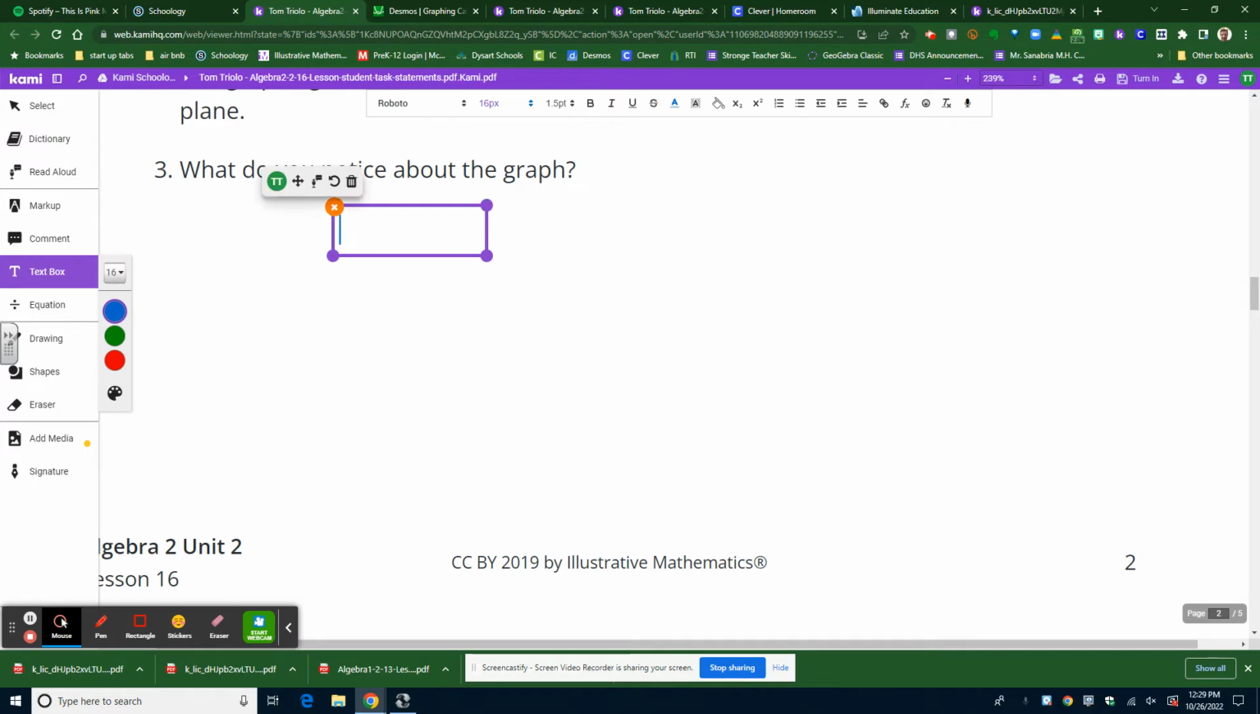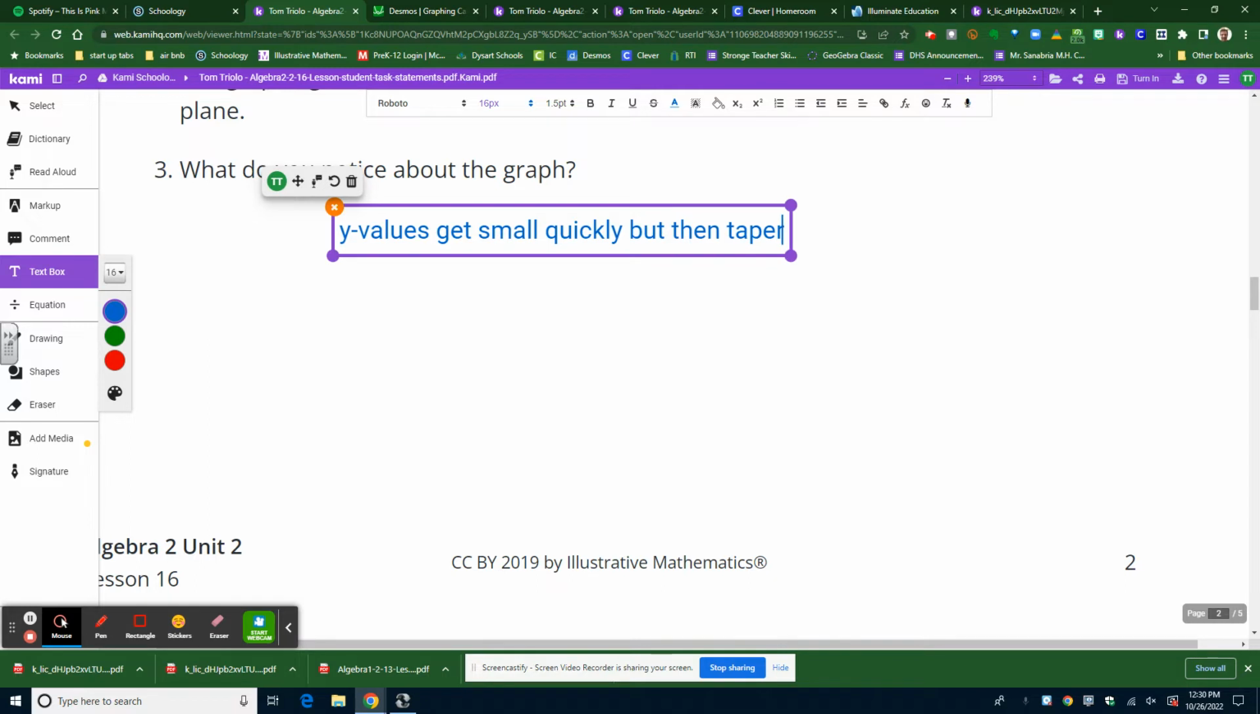So what do we notice? It goes down really fast and gets real close to, but never touches 0. Okay. Y values. Small, quickly, and, to use a fancy term, taper off. We'll use a different term, a more mathematical term tomorrow, and get really close to 0.